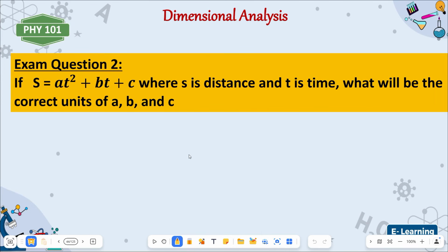Now, we have a question here that says, if x is equal to at squared plus bt plus c, where x is distance and t is time, what will be the correct units of a, b, and c? Now, my dear student, there's something I want you to know. In dimension, so long as two things are added or equated or subtracted, it means those two things have the same dimension and you can equate them.